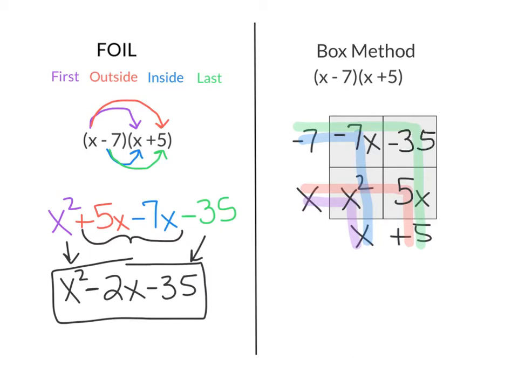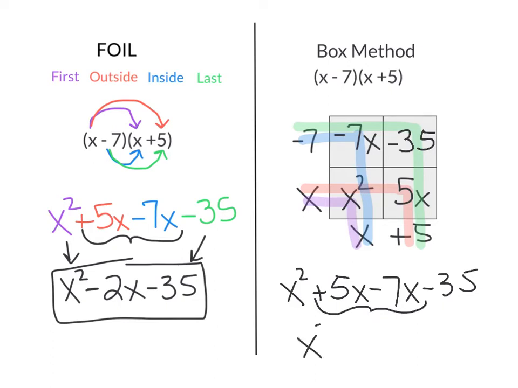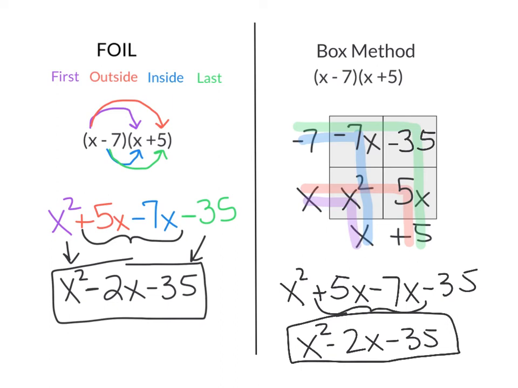So I'm going to bring each of those values down. X squared plus 5x minus 7x minus 35. And just like before, I have to look and see if there are any terms I can combine, and these here in the middle can. So I have x squared minus 2x minus 35. There is the product of multiplying those two binomials, and you can see once again that they match. So either method works.